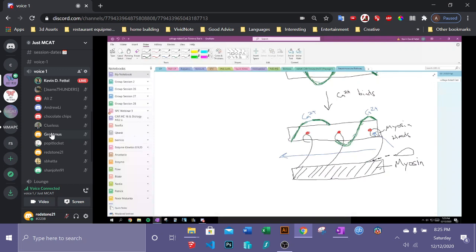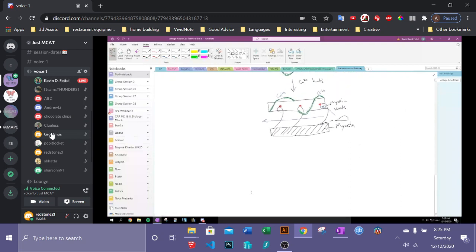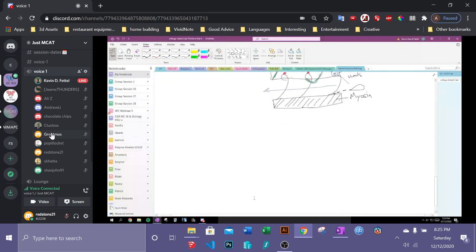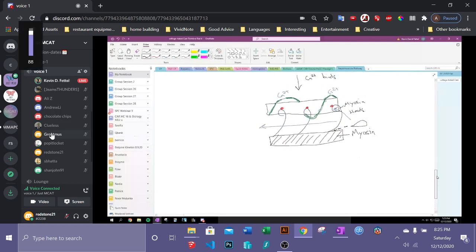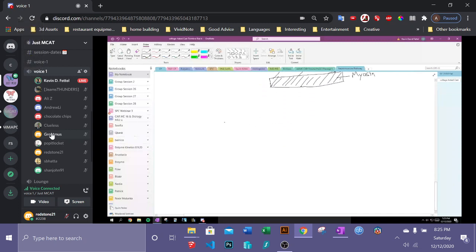Can anybody tell me what the sliding filament model is? With the sarcomere? Yes, it has to do with the sarcomere. And what does it describe? Is it how the muscle contracts? Yeah, exactly. So we kind of showed it here, but we need to know a little more detail for the MCAT. So that's what we're going to transition into now. We're going to talk about the sliding filament model.